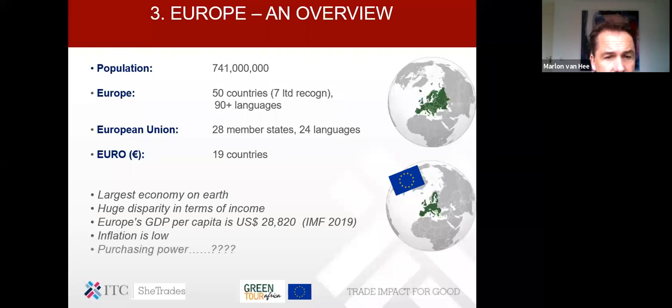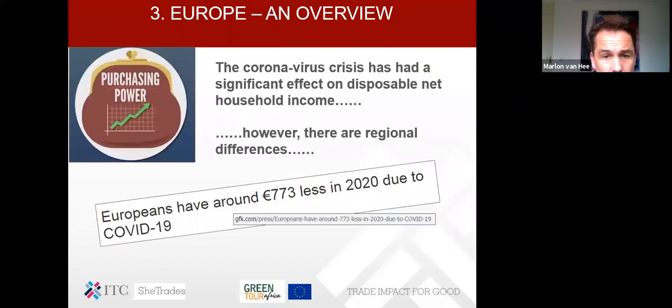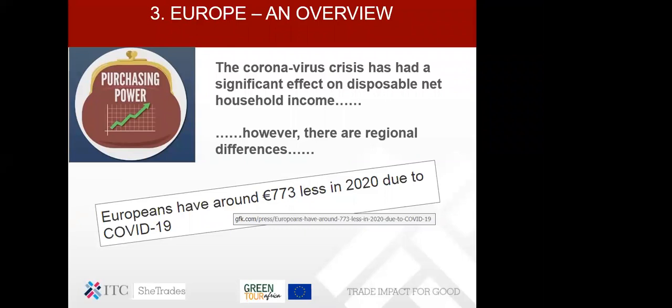Inflation is low. Purchasing power, well, if you had asked me half a year ago, one year ago, I would say great, perspectives are good. But because of the whole COVID and the economic recession, it slowly starts to get more clear what the impact really is. We need to see what's going to happen with the purchasing power of the Europeans. This is an article that I took from gfk.com saying that COVID will have an impact on the disposable income of the Europeans, with 773 euros less to spend in 2020.